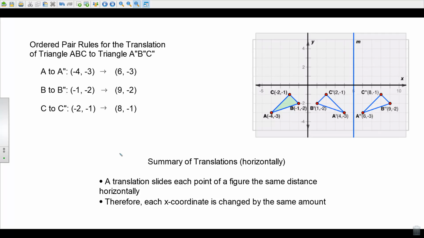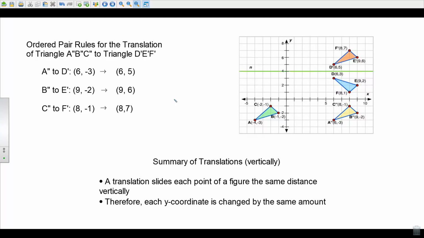Just to quickly summarize it, basically all that means is that the translation slid each point the same distance horizontally. So the x coordinate changed by the same amount. You can see the y coordinates stayed exactly the same. The x coordinates changed by the same amount. You should be able to tell. So from -4 to 6, -1 to 9, -2 to 8, that's all 10 units. So the x coordinate changed by 10 units, and it was adding 10 units because it went to the right.